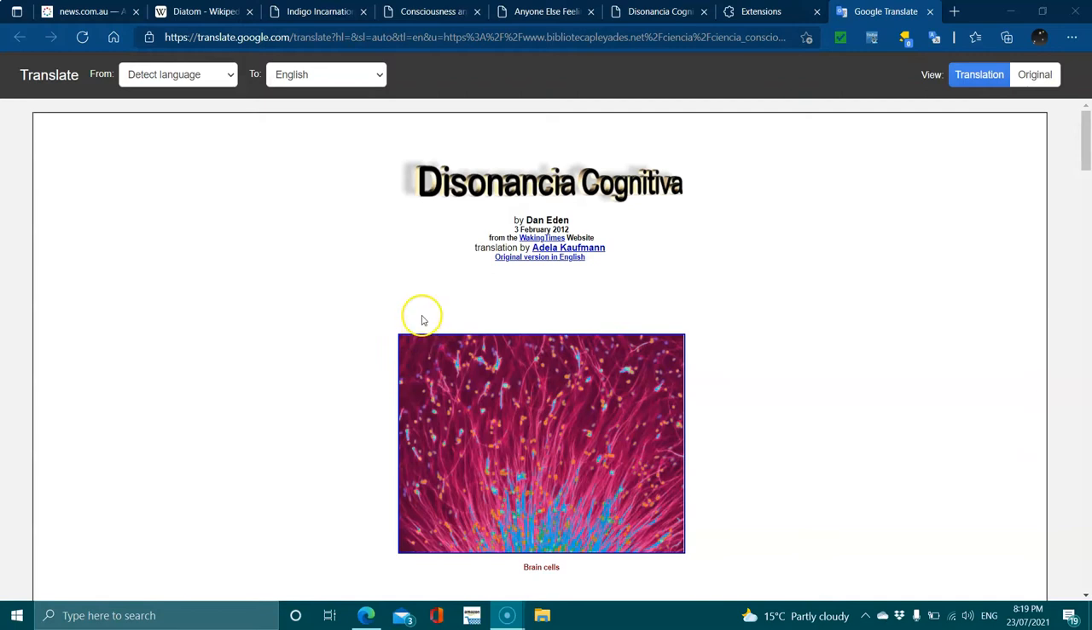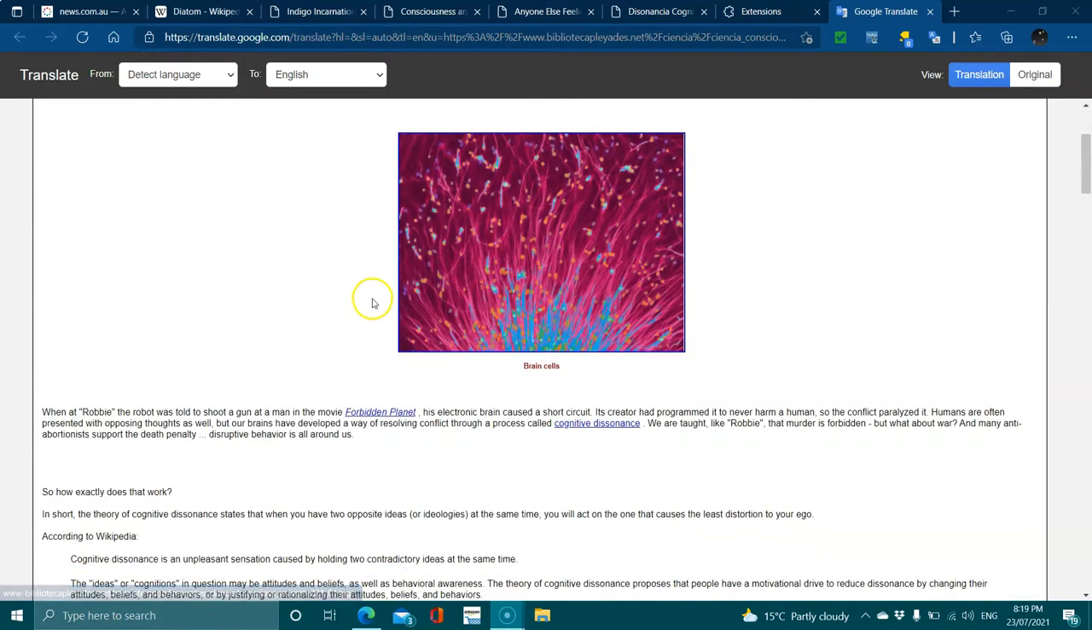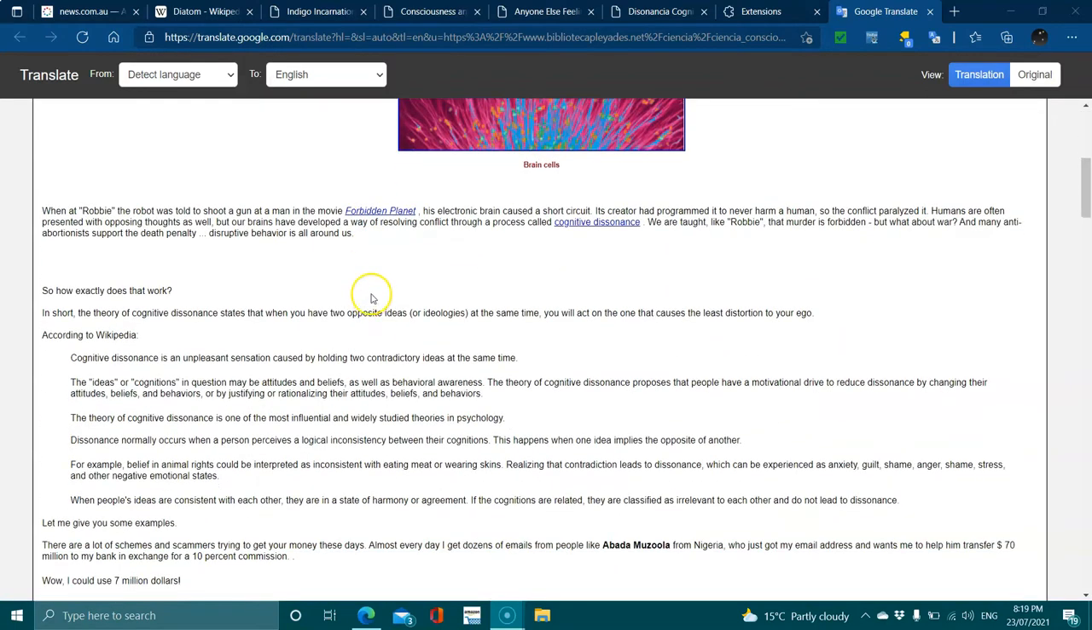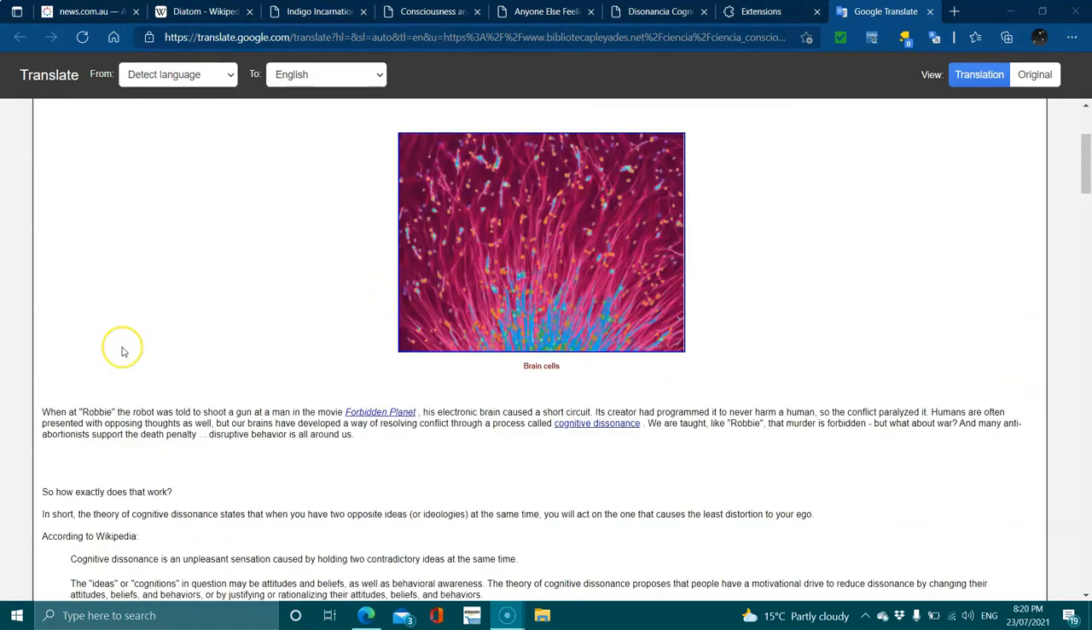I'm gonna share this idea of cognitive dissonance. Everywhere I look, I see it. Robbie the robot was told to shoot a gun at a man in the movie Forbidden Planet. His electronic brain caused a short circuit. The creator programmed it to never harm a human, so the conflict paralyzed it.